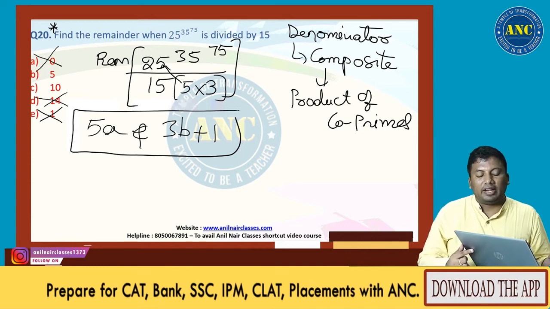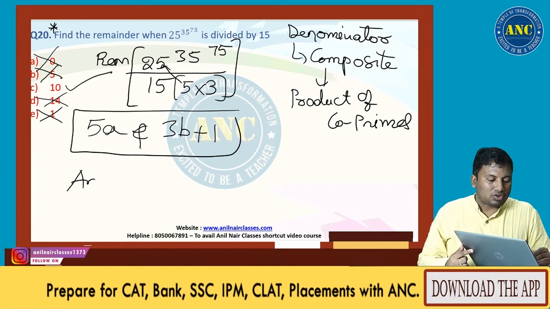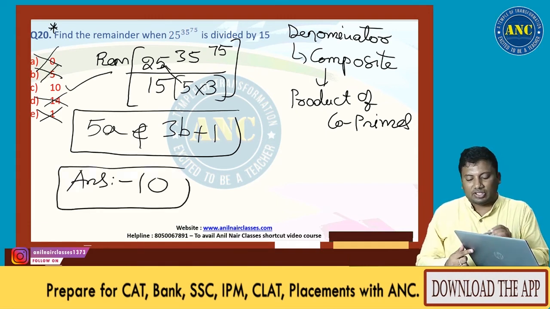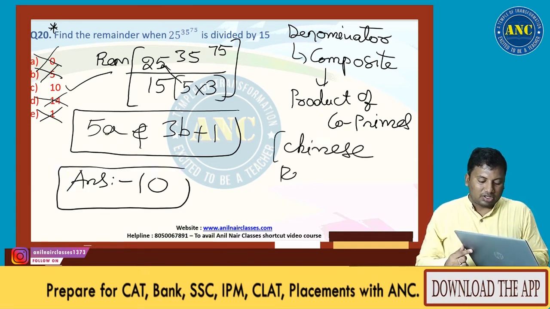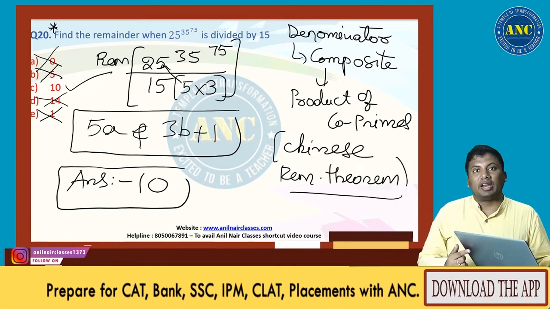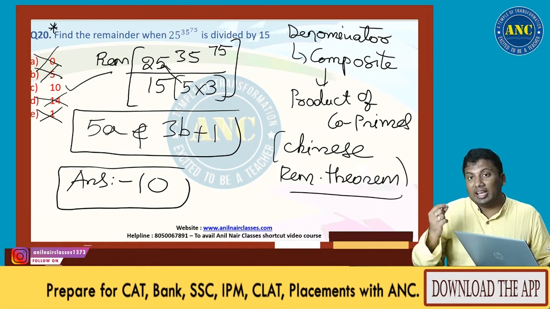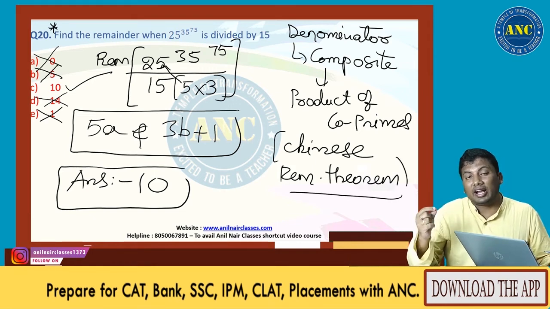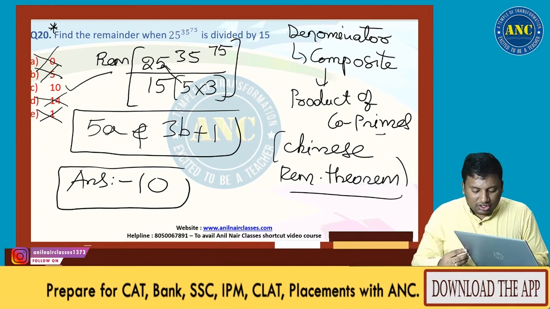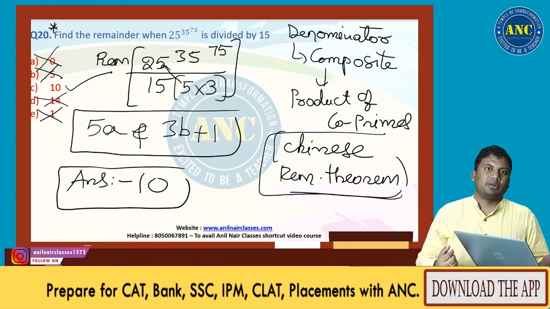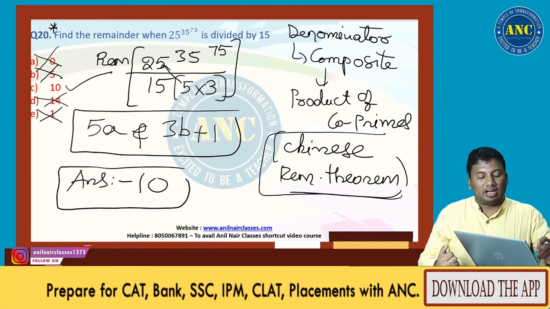This is perfectly divisible by 5. 10 is 3 into 3 plus 1, so the answer for this question is 10. Without even dividing by 15, you will get the answer because of the Chinese remainder theorem concept. You can easily eliminate a lot of incorrect answers by using the Chinese remainder theorem concept.